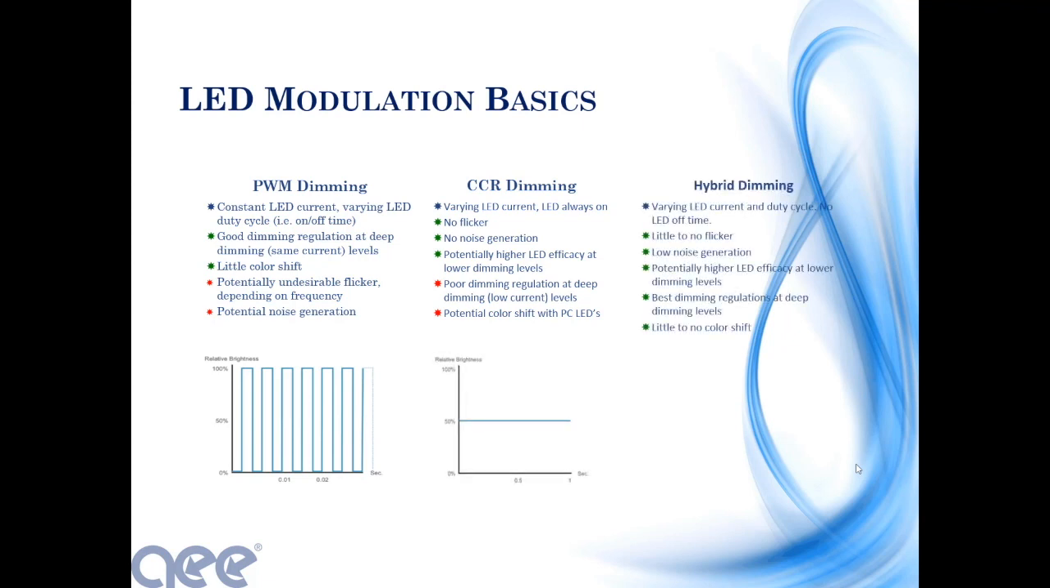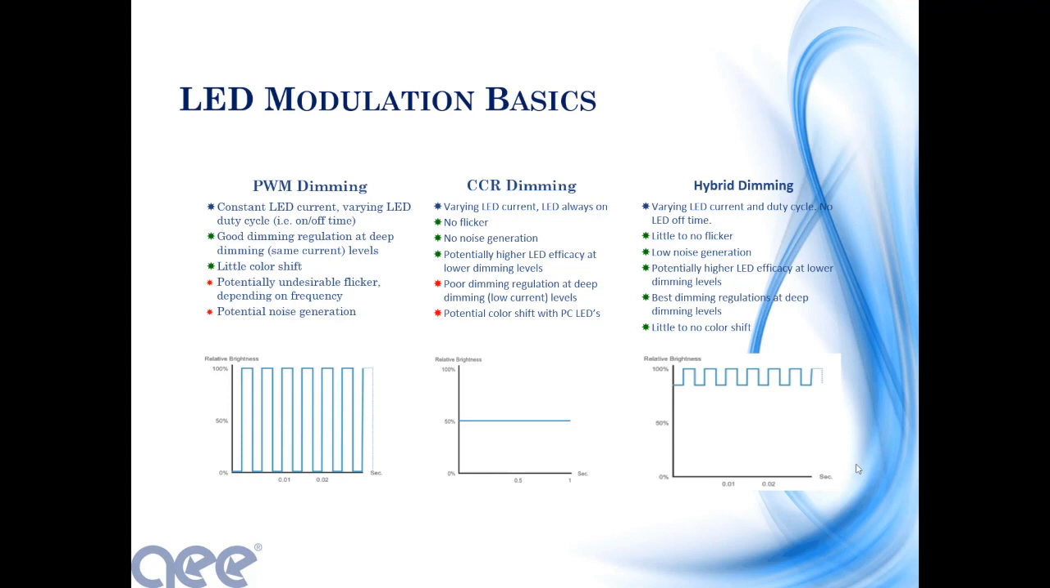All right, so John, we're going to be talking a little bit about what you've already talked about, but these are different modulation protocols. So pulse width modulation dimming is actually a pretty common protocol. This is when you have constant LED current and you vary the duty cycle, the on and off time. So you can see in the graph between 100% and 0, it's turning on and off.